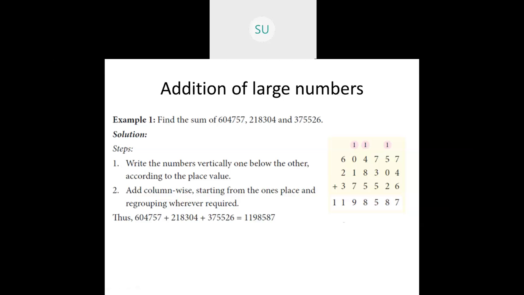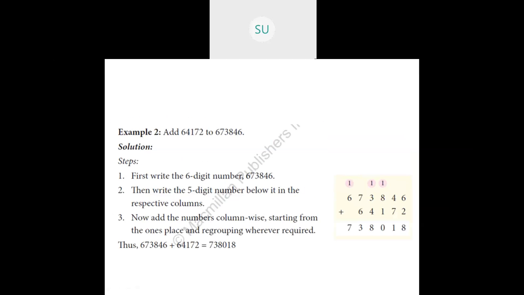Alright, and then you see wherever regrouping is required, that is, wherever you add the digits in one place and get a number greater than 9, or a two-digit number, then you regroup it to the next place. Then you add all the numbers, regroup them, and finally get an answer. So this is how you do addition of large numbers. We saw two examples on addition of large numbers, correct?